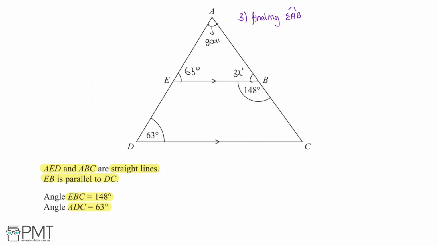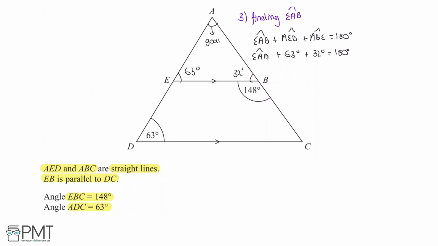Like that. Okay, so we're going to say that EAB plus AEB plus ABE equals 180 degrees. Okay, we're going to substitute our values from our triangle, so we can say that EAB plus AEB is 63 degrees plus 32 degrees equals 180 degrees. Okay, 63 degrees plus 32 degrees, well, 60 plus 30 is 90, 3 plus 2 is 5.